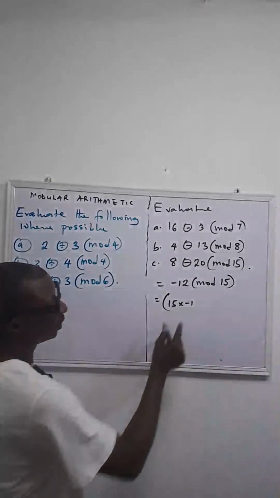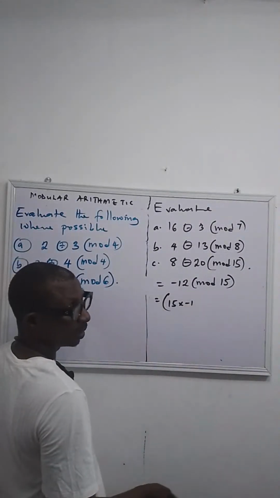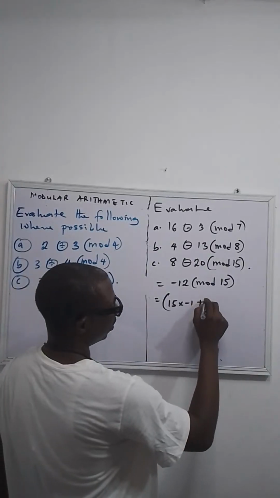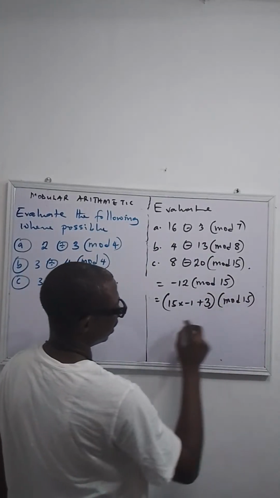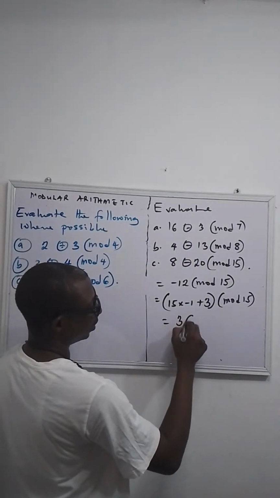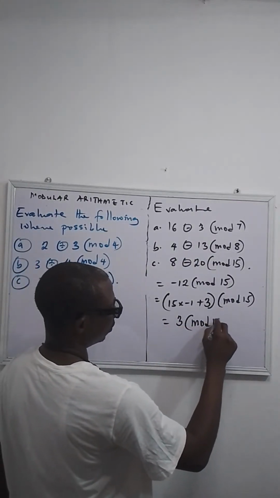So what are you going to add to negative 15 to have negative 12? That's 3. So 3 mod 15. Do you understand that? So you have 3 mod 15. So that's the answer.